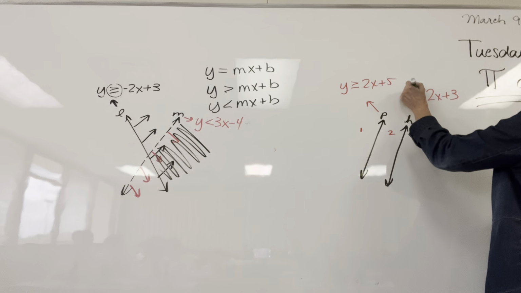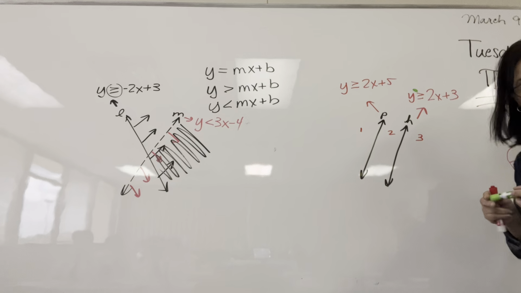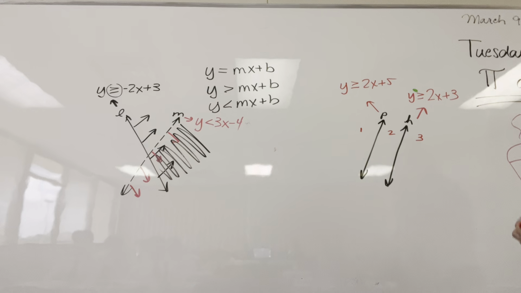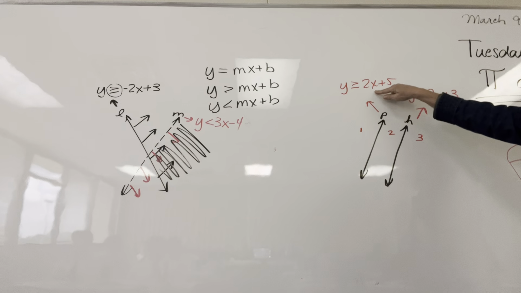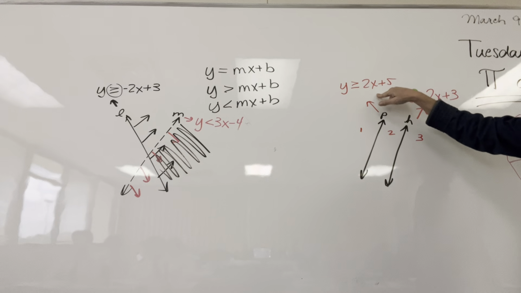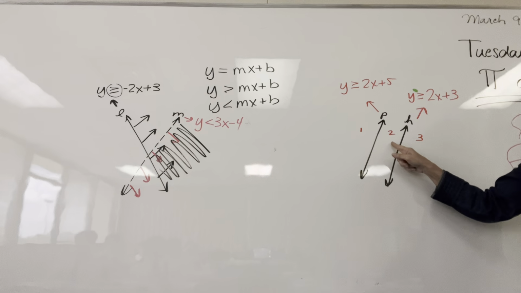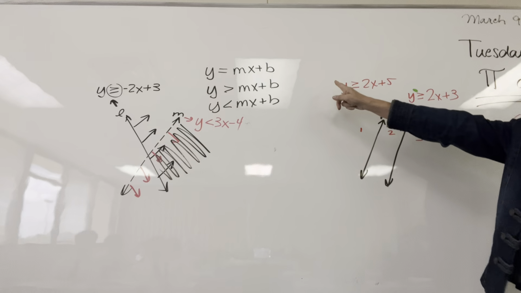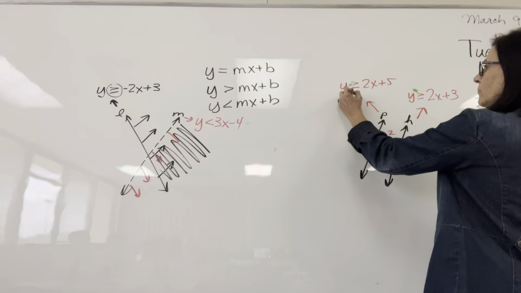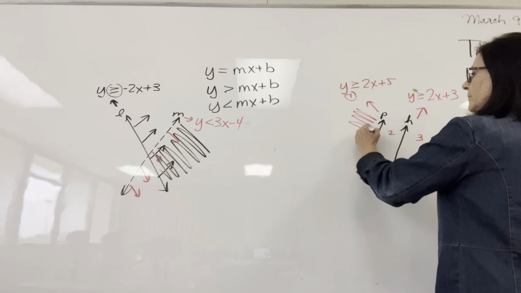All right, this one will be indicated by the green marker. Which regions satisfy this equation? 1, 2, or 3, or any combination of them? Y greater than or equal to? Region 2. Is region 2 greater than the line? Region 1. All right, so only 1. So that would be this region.